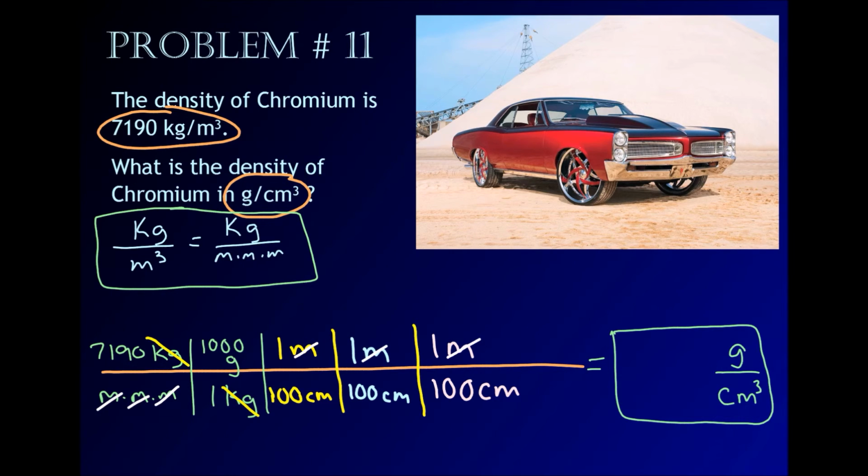So now if you look at my conversion table, you should see grams as the only unit on top and 3 centimeters on the bottom. Centimeters times centimeters times centimeters, which is centimeters cubed. So I have the conversion table set up correctly where I'll have grams per centimeters cubed as my answer. And after multiplying on top and dividing on the bottom, I got 7.19 grams per centimeters cubed as my final answer.